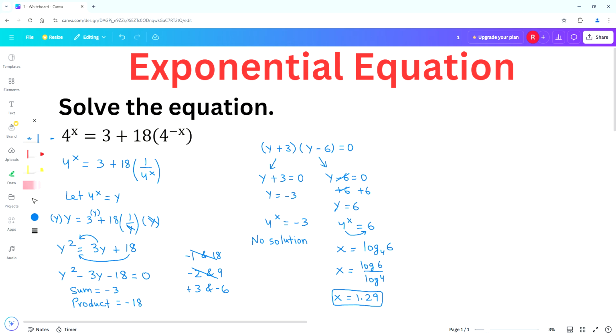So the given exponential function equation has just one solution, 1.29 rounded to 2 decimal places. So these are the steps you have to keep in mind to solve a problem like this one.